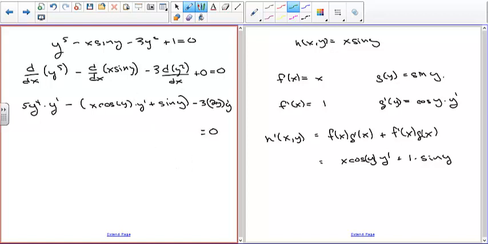So we can see that we have how many terms that involve y prime. We've got that one, that one, that one. So those three need to stay on the left-hand side.